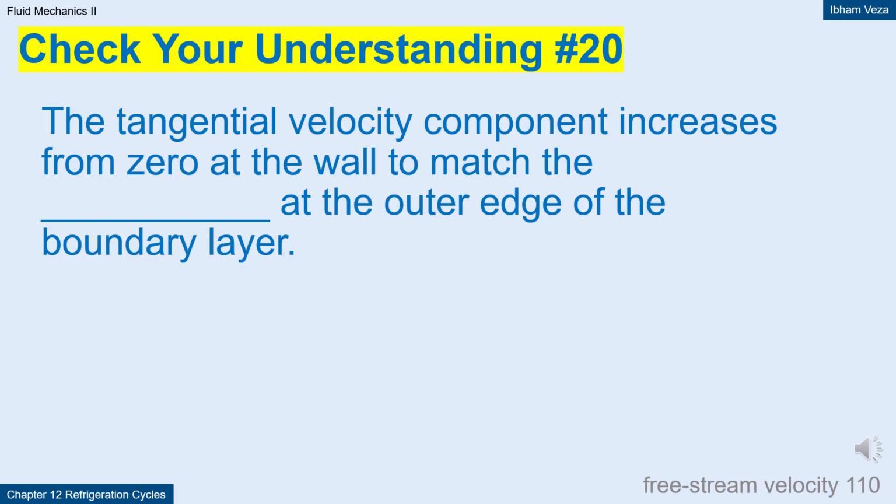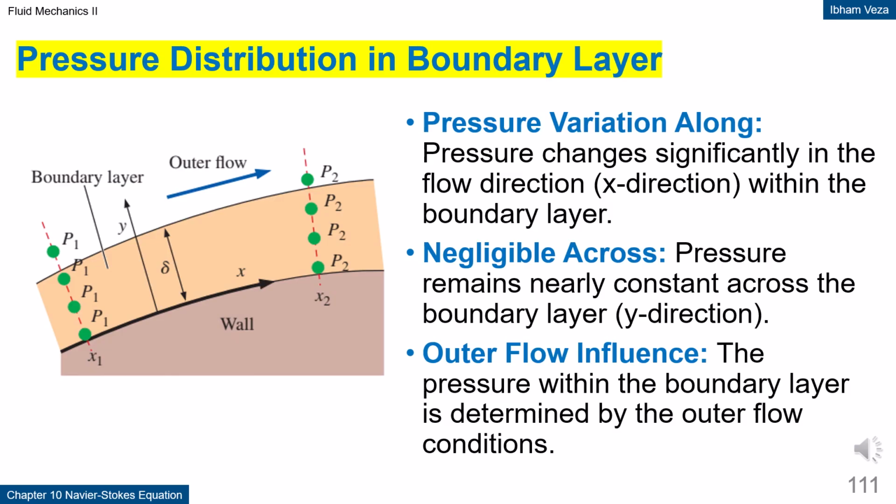The tangential velocity component increases from 0 at the wall to match the free stream velocity at the outer edge of the boundary layer. Pressure distribution in boundary layer. Pressure varies significantly along the flow direction within the boundary layer. However, in the direction normal to the wall, the pressure is almost constant.